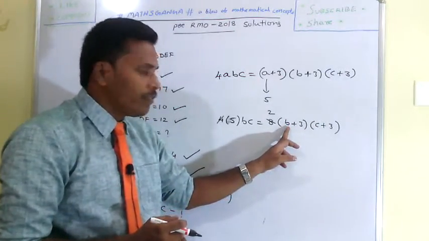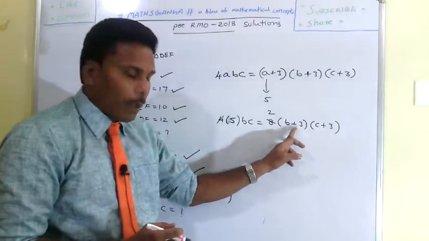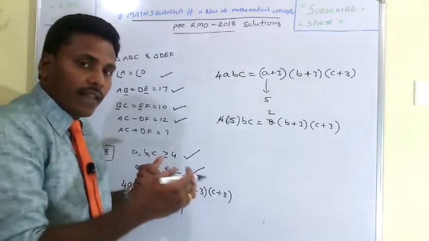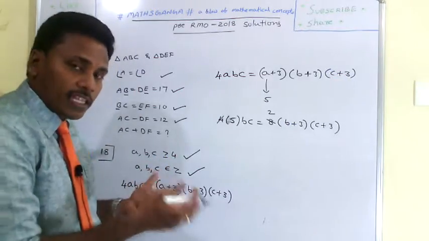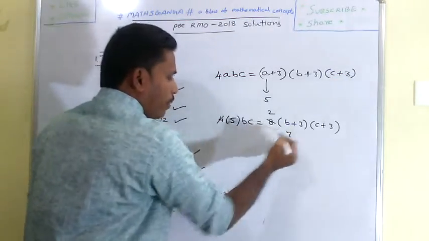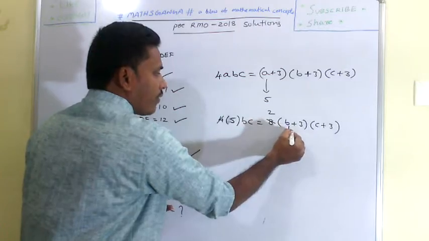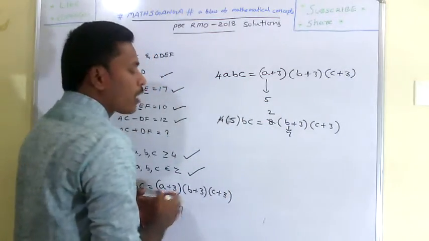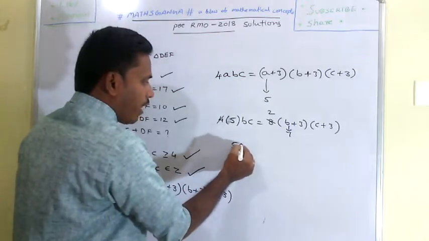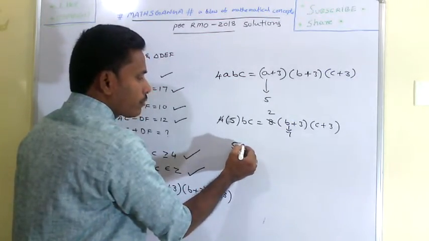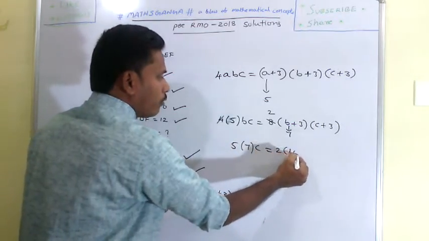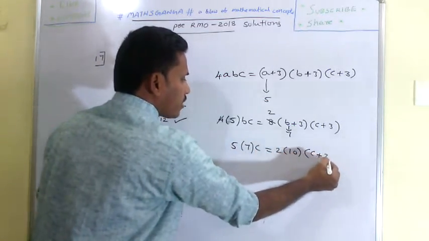If you replace B with 2, 2 plus 3 is 5. But 2 is not possible because A, B and C are greater than or equal to 4. So take the next number, like 7. If you replace B with 7, 7 plus 3 is 10. So the right side also becomes a 5 multiple. So replace B with 7: 5 into 7C is equal to 2 into 10 into (C plus 3).